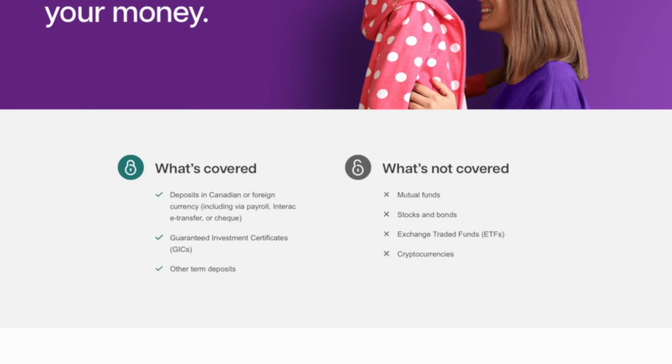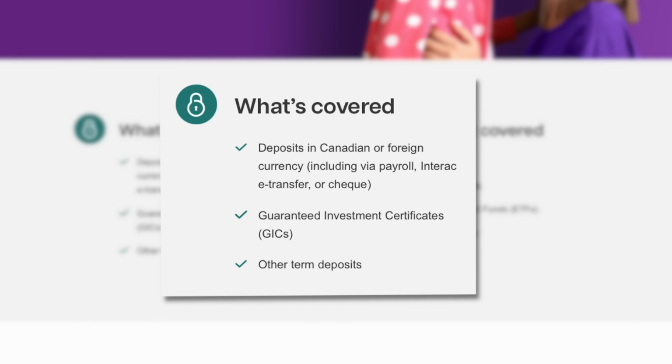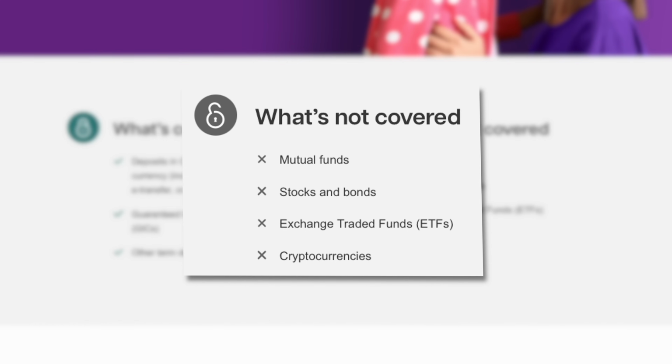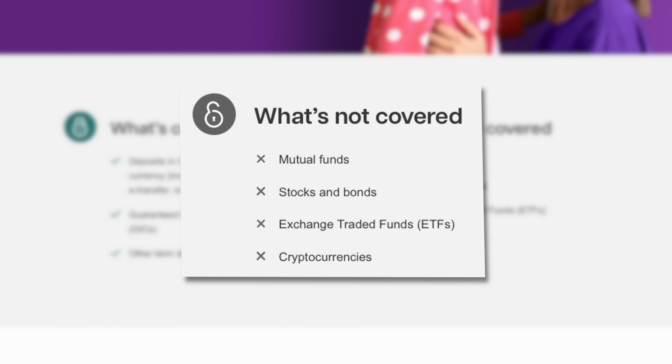Now, one thing that's important to mention when it comes to CDIC's protection of the different investment accounts is that CDIC specifically covers the following eligible deposits held within an RRSP: Canadian or foreign currencies, GICs, or other term deposits. If you hold mutual funds, stocks and bonds, ETFs, or crypto in your RRSP, those products aren't covered because they're not guaranteed.